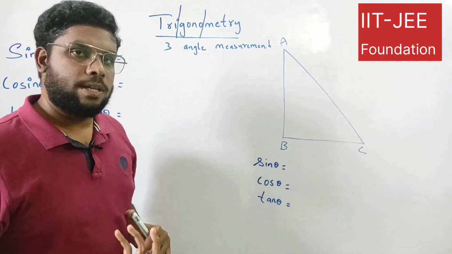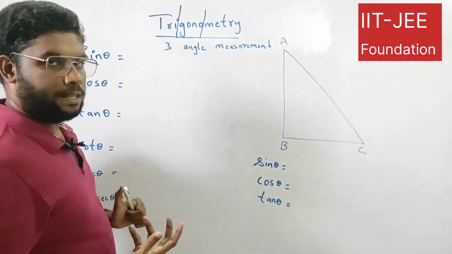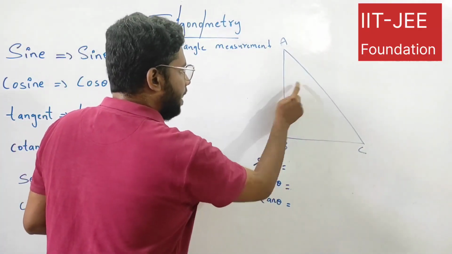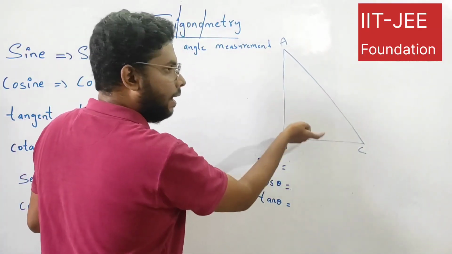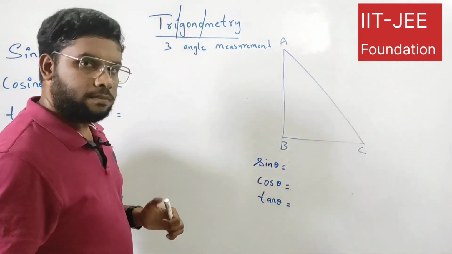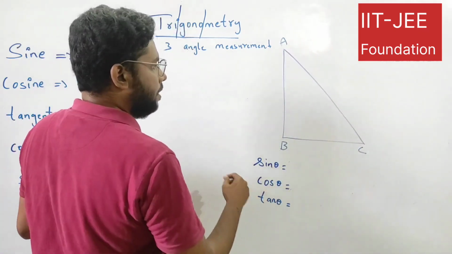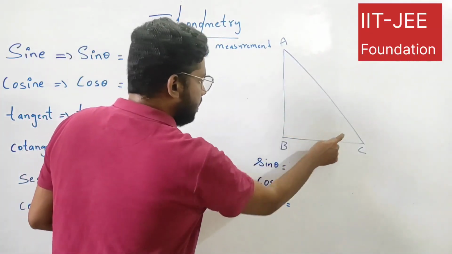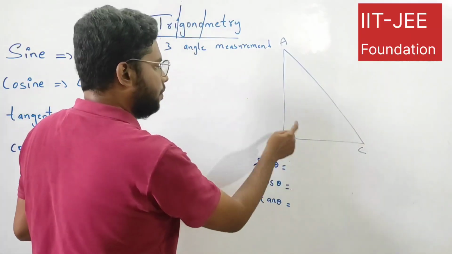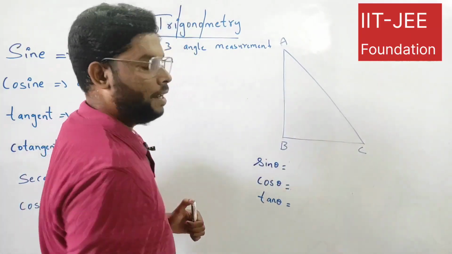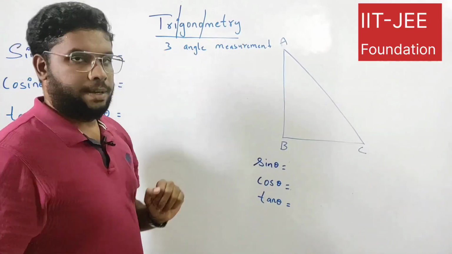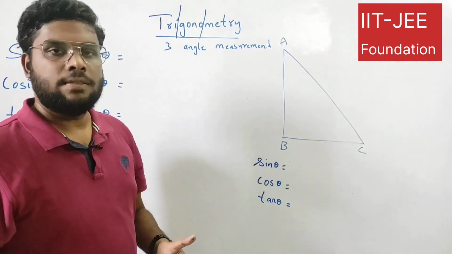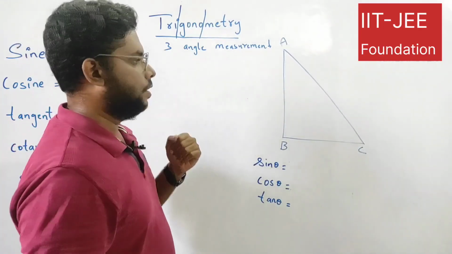So now what is trigonometry? Trigonometry is the branch of mathematics that deals with the study of angles, sides, and the relationship between angles and sides in a triangle. That is known as trigonometry. Okay, now the father of trigonometry is Hipparchus. Hipparchus is considered to be the father of trigonometry.